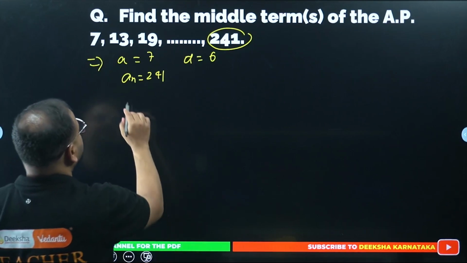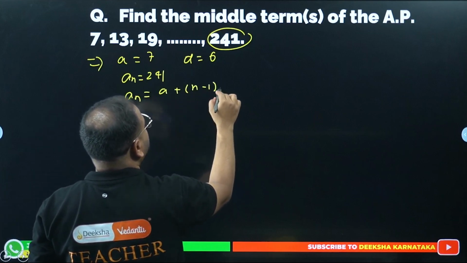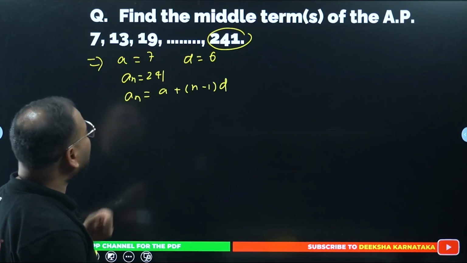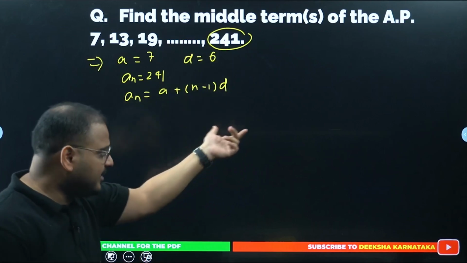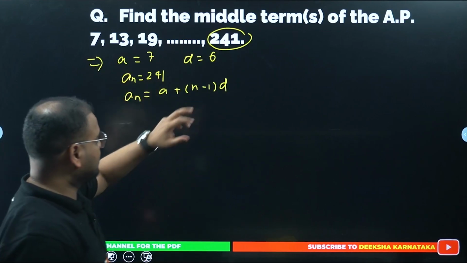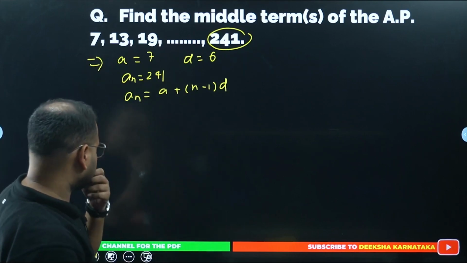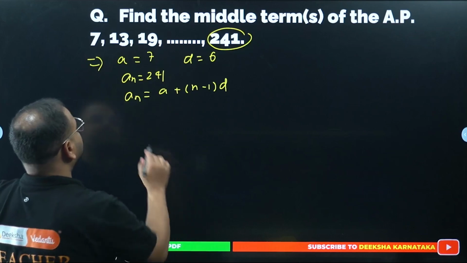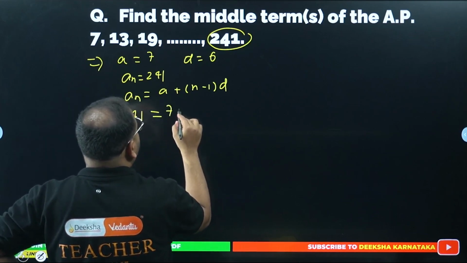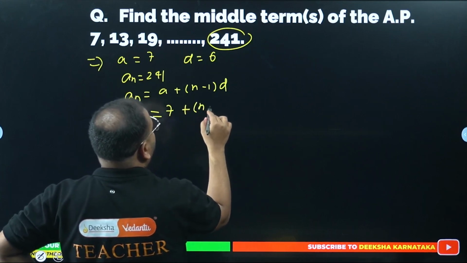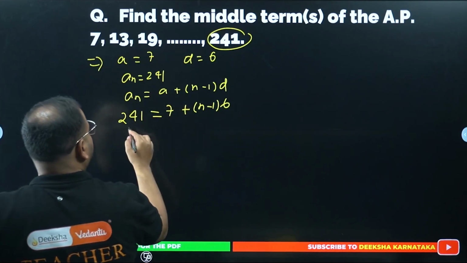Great. So let's find AN first. AN is given by A plus n minus 1 times D. Why are we doing this? Because we want to know which term is the last term. If we know the total number of terms, we can find the middle term. So we will know whether the number of terms is even or odd, and then accordingly we will find the middle terms. So AN over here is 241. 241 equals A, 7, plus n minus 1 times D, 6. Am I right? Yes.